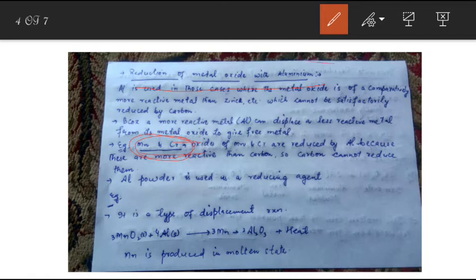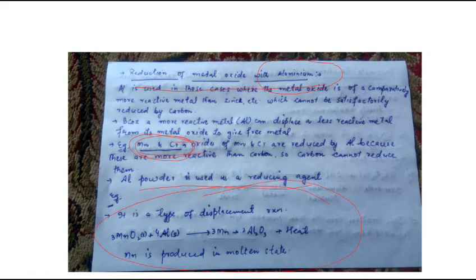So we will use aluminum in the form of aluminum powder as a reducing agent. For example, oxides of manganese and chromium are reduced by aluminum because these are more reactive than carbon, so carbon cannot reduce them. So aluminum powder is used as a reducing agent. This is the whole reaction. Now I will show you how this reaction takes place.